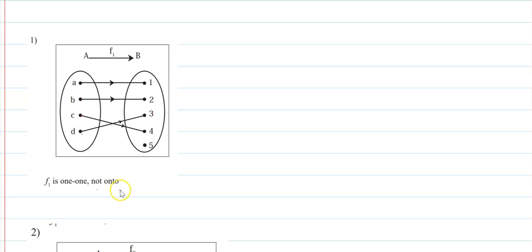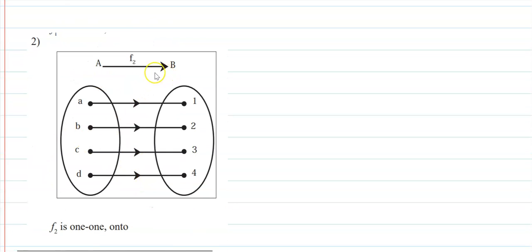It is not onto, but it is 1-1. It is 1-1 because every element in A has an image in B, and each has a different image: f(A) is not equal to f(B). Therefore f is 1-1 and not onto. Next, see this here. A function is defined from A to B. f2 is a function: A's image is 1, B's is 2, C's is 3, D's is 4. f2 is 1-1 and onto.